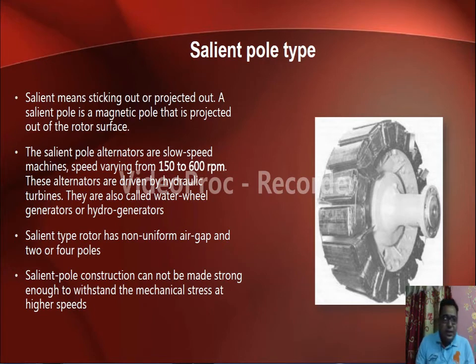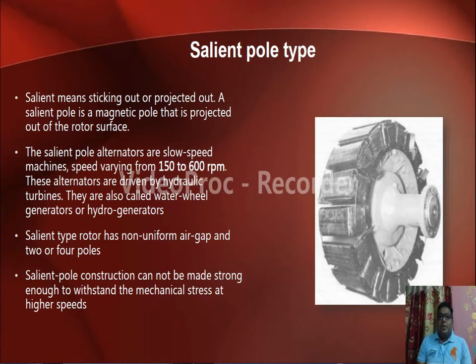As we can see, salient pole alternators are slow speed machines, already told. Speed varies from 150 to 600 rpm. These alternators are driven by hydraulic turbines. In hydro power plants they are used, which is why they are also called water wheel generators or hydro generators. The salient pole type rotor has a non-uniform air gap and 2 or 4 poles. That is very important.